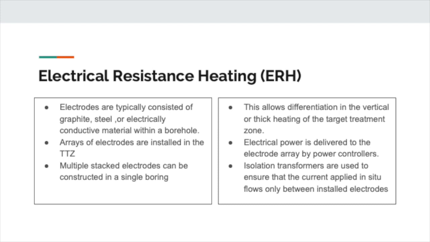Multiple stacked electrodes can be constructed in a single boring. The maximum temperature that can be reached corresponds to the boiling point of the water in the local region. This allows differentiation in the vertical or thick heating of the target treatment zone. Electrical power is delivered to the electrode array by power controllers. Isolation transformers are used to ensure that the current applied in situ flows only between installed electrodes.